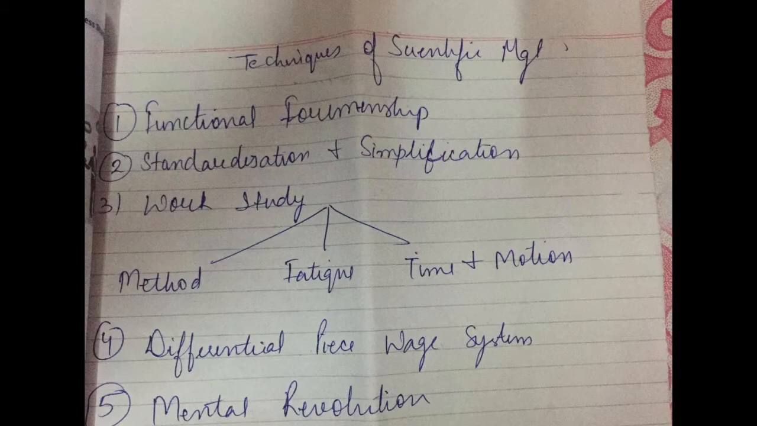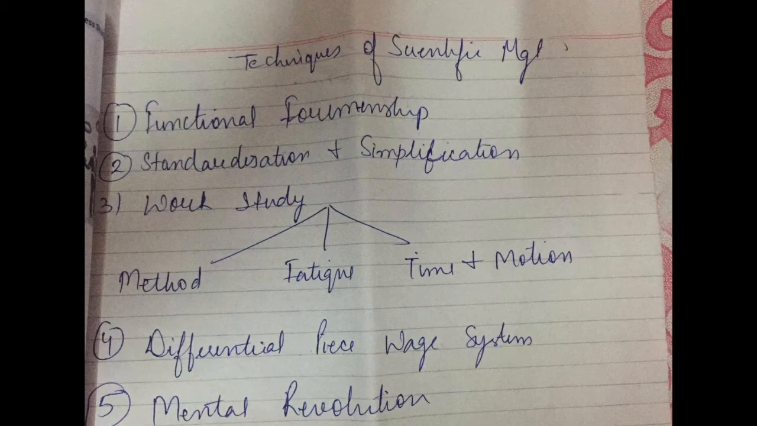Let's take an example for this. Suppose the standard task is fixed at 10 units and the rates are ₹60 per unit for workers who produce 10 units or more, and ₹40 for workers who produce less than 10 units. So now if A produces 11 units, then he will be getting 60 into 11, that is ₹660 for his work. And if B is producing 9 units, then he will be getting 40 into 9, that is ₹360.